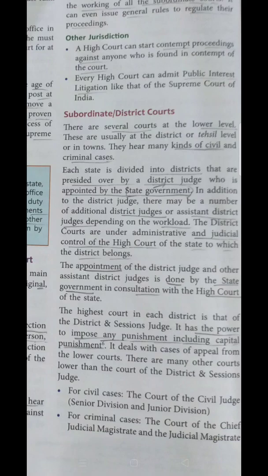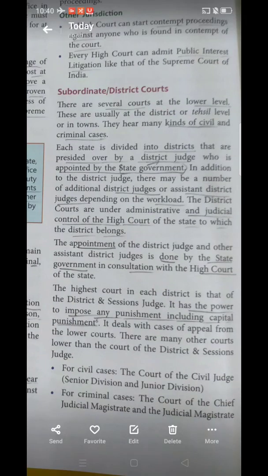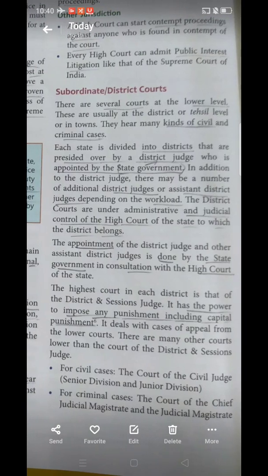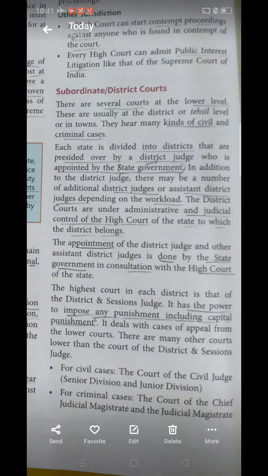Okay, so moving further, what is included here? There may be a number of additional judges or assistant judges depending on the workload of that particular district court. So the district judge is there, along with that additional judges and assistant district judges are also given to him, depending on how much workload they have. And definitely, as we had already discussed, the appointment of the district judge is done by the state government after consultation with the High Court of the state. So consultation is definitely taken from the High Court of the state while appointing the district judge.